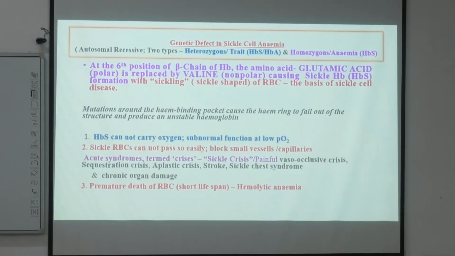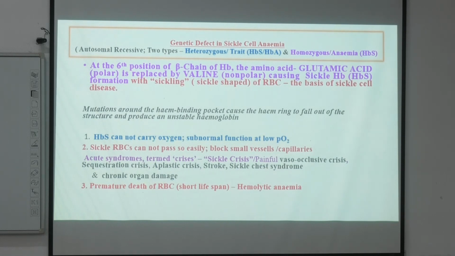These points you write down whatever is visible. At the sixth position, the first class of the same class. That is polar, replaced by a nonpolar one, resulting in hemoglobin S, with sickling, and that is the patient of sickle cell.